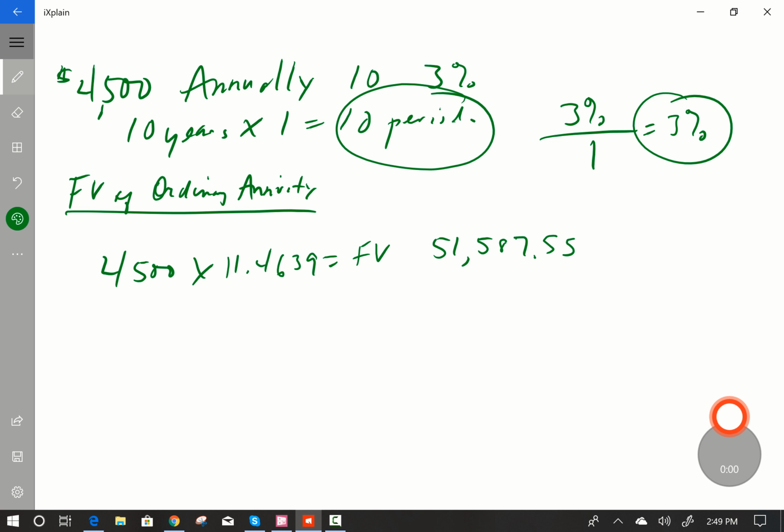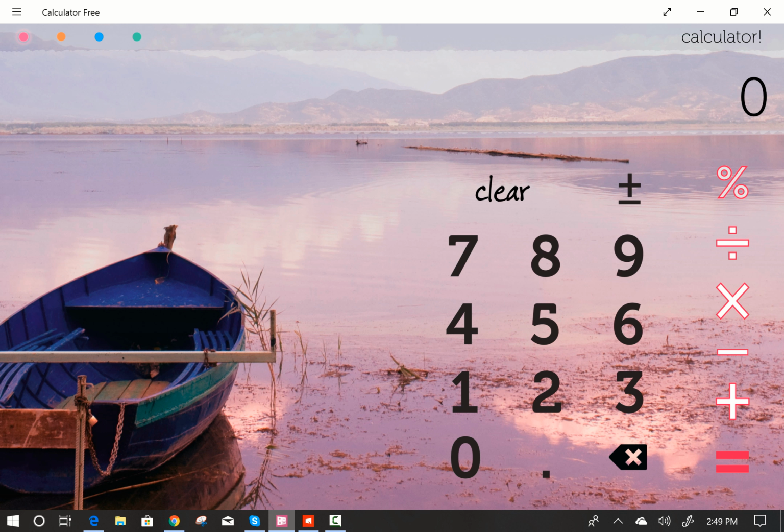If you deposit $4,500 once a year for 10 years at 3% interest, it will generate a future value of $51,587.55. Well, how much did you invest originally? Now, the question doesn't ask this, so this is something that I'm adding on to this particular question. If I know that I deposited $4,500, and I did that once a year for 10 years, that's going to give me $45,000.